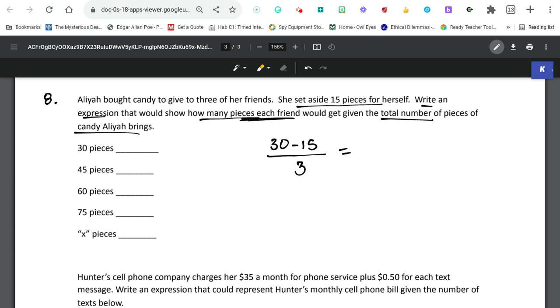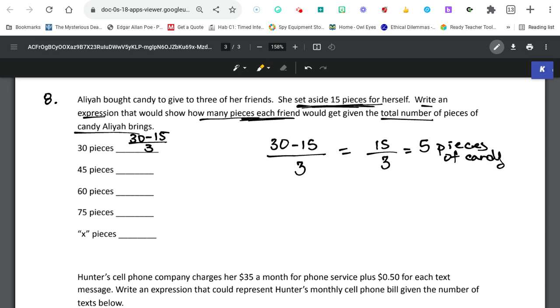After she takes that 15 out, then she's going to split the remaining between her 3 friends. So let's see. 30 minus 15 is 15. And then she'll split the last 15 between the 3 people. So each person will get 5 pieces. So this is basically 30 minus 15 split between 3 people. In other words, take the 15 out that she's keeping for herself. You got to take that away first.